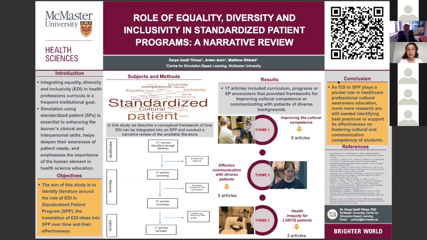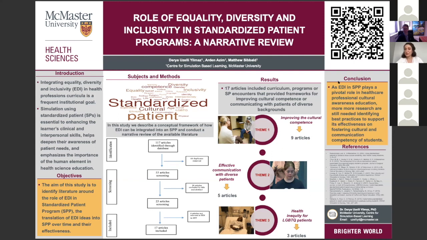Investigating the effectiveness and outcomes of included EDI-based approaches in SP programs determined our inclusion criteria. And articles whose title or abstract did not include our key terms and words were excluded. You can also see our PRISMA flow diagram in the presentation. Finally, 17 articles were included in this study.